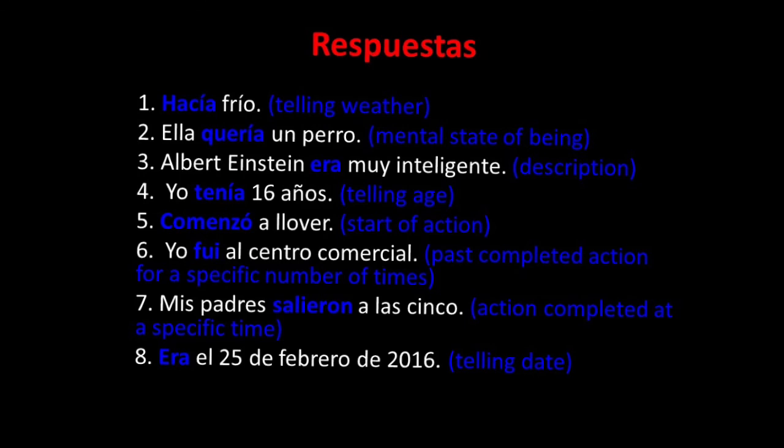Number 5 is using the preterite because I am talking about the beginning of an action. Number 6 uses the preterite tense because it is describing a past action that was completed at a specific time. Number 7 is using the preterite tense because it is describing an action that occurred at 5 o'clock. Number 8 is using the imperfect tense because the sentence is merely describing the date.